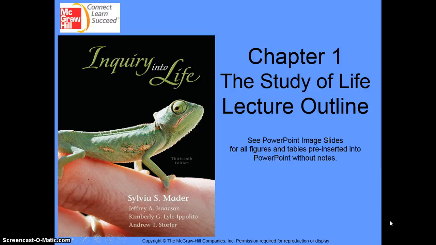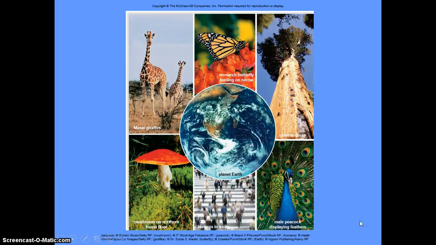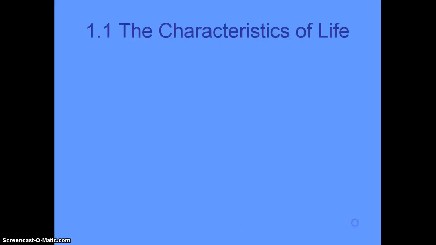Chapter 1 is going to deal with the study of life. And as we look at things around us, we identify them as living or not living. And we're going to look at the characteristics of those things and how the interaction between not living, or abiotic, and living, which is biotic, things interact.